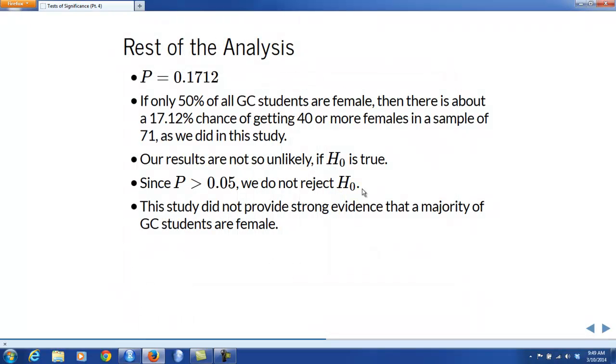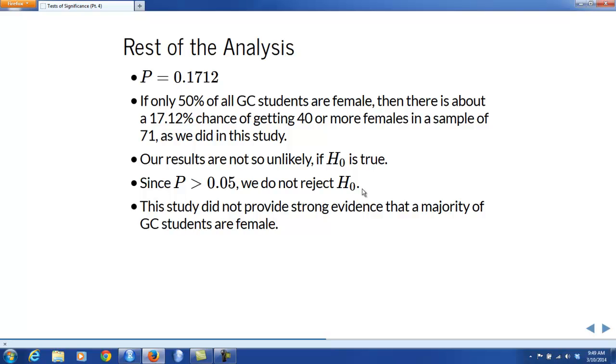Quickly, the rest of the analysis. The p-value turned out to be 0.1712. How do we interpret that? Well, if only 50% of all Georgetown College students are female, then there's about a 17.12% chance of getting 40 or more females in a sample of 71, as we did in this study.